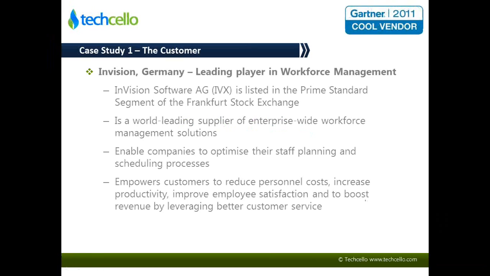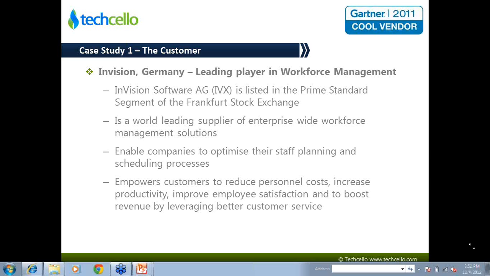This is from a customer called Envision. Envision is a customer based out of Germany, and they are one of the leading software providers in workforce management. Their product is used to manage large workforces, keeping track of the tasks and the time, and typical workforce management features.